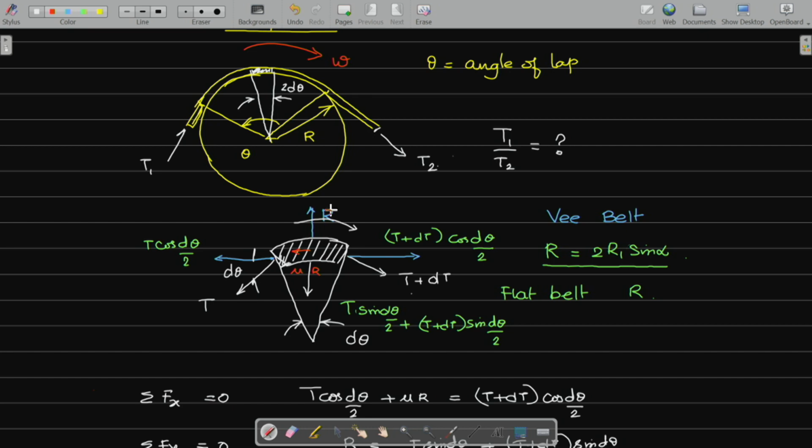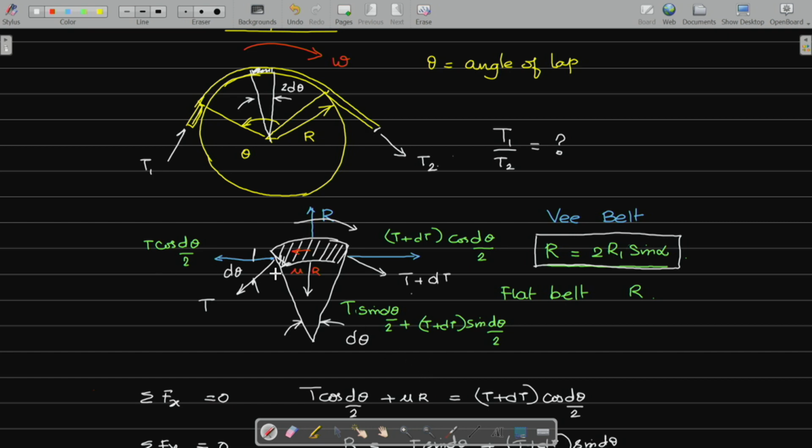In case of V belt, the belt is not pressing the ground, but instead the belt is pressing on the sides as we have seen earlier. So resolving it, the normal would be equal to 2 R1 sin alpha, where R1 is the normal at the sides, the trapezoidal sides of the trapezoid. Okay. Now we will look into the various forces.